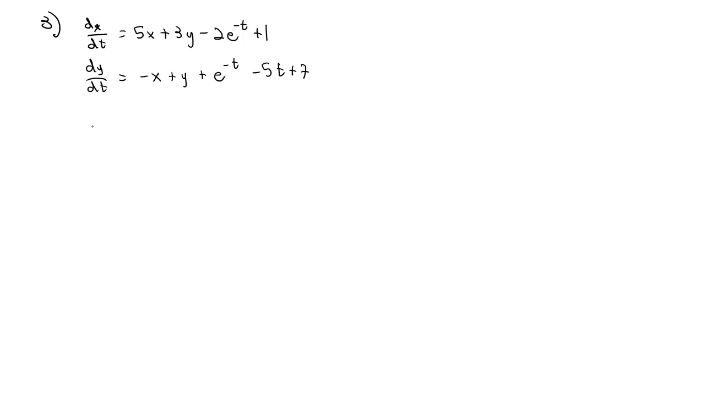Well, if we were to write this in matrix form, it would be x prime, the coefficients 5, 3, negative 1, 1, times our x vector. The non-homogeneous part then would be our last vector, which would be negative 2 e to the negative t plus 1, and e to the negative t minus 5t plus 7.